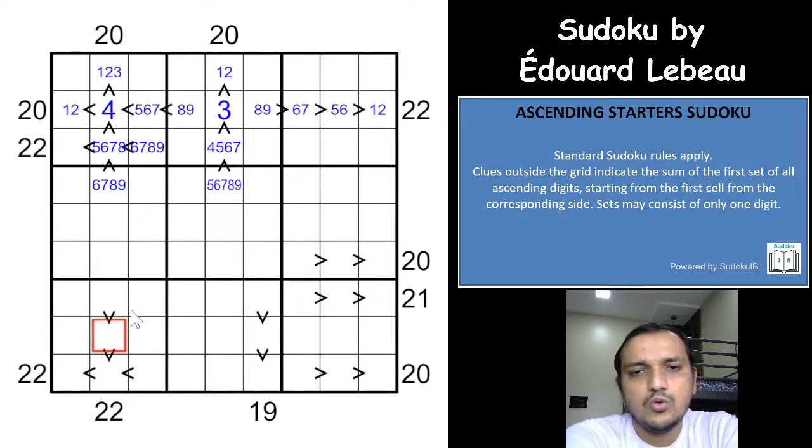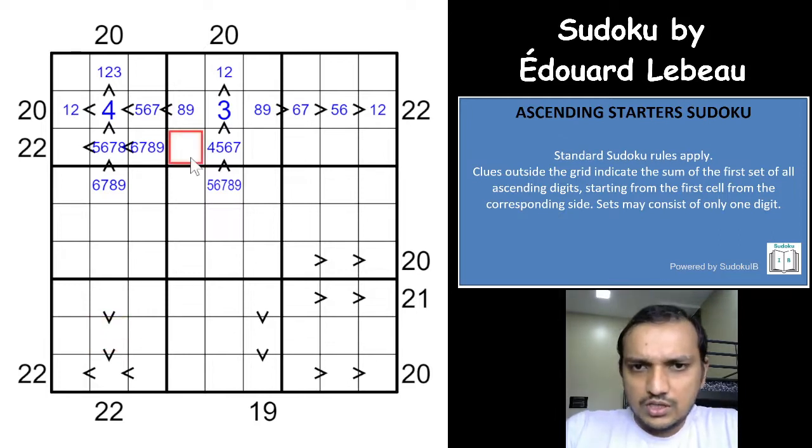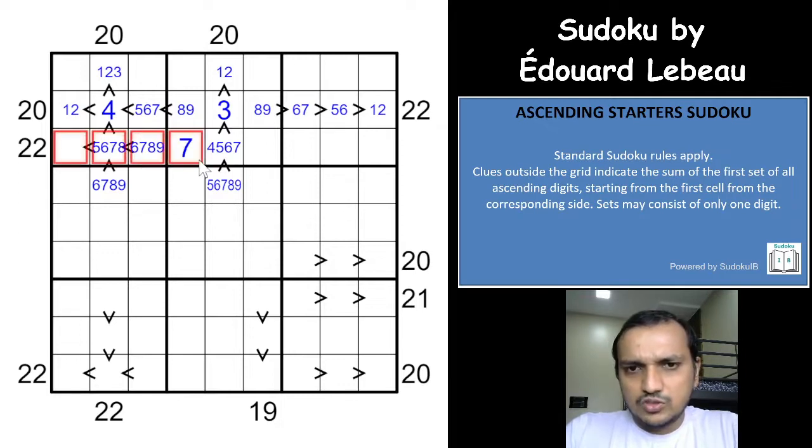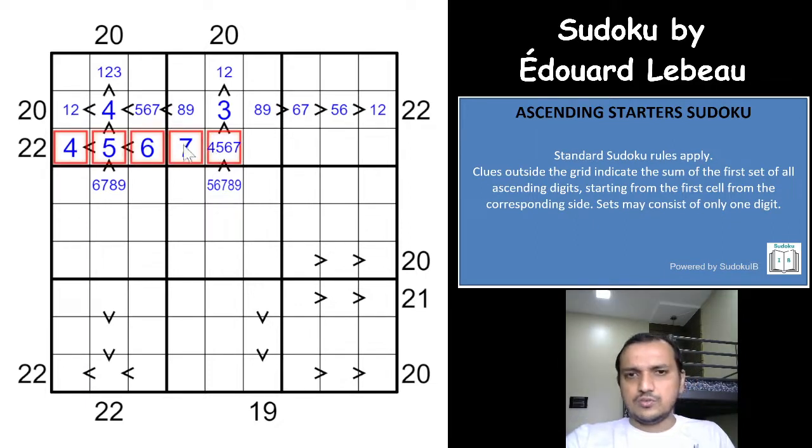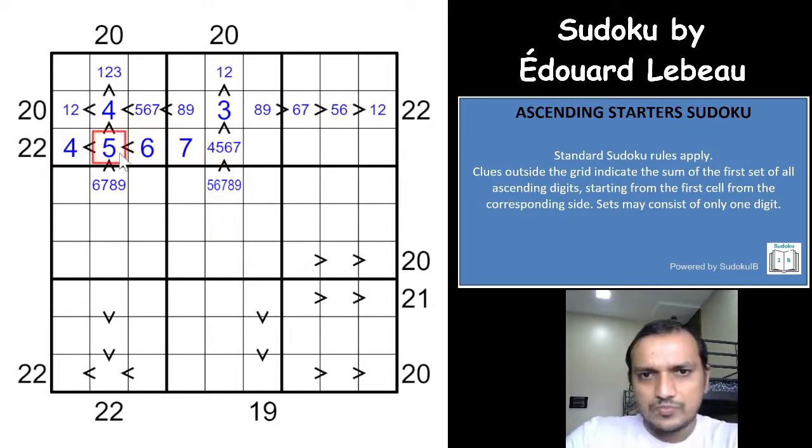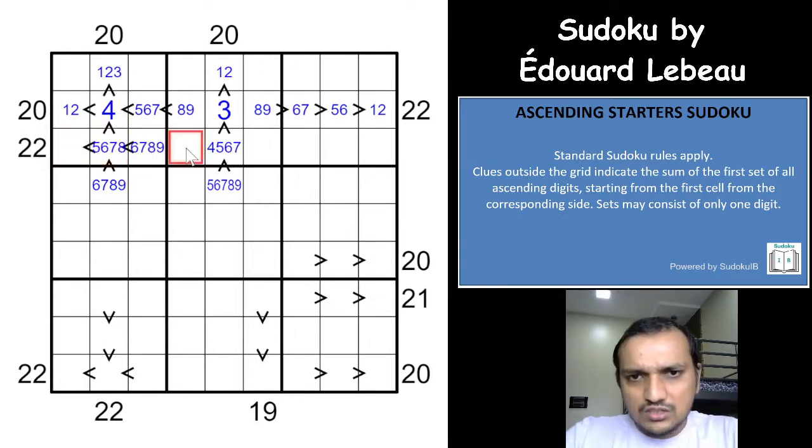5, 4. Oh, this cell cannot be part of the 22 sum, because if this is part of the 22 sum, the only value it is for 7 possible, because you cannot have anything lesser than 6 in this cell. So it can only be 7, and the only possibility now after having the 7 is 6, 5 and 4. That gives you a 22 sum, right? 7 plus 6 is 13, plus 5 is 18, plus 4 is 22, but you already have a 4 here, which means this cell is not part of the 22 sum.